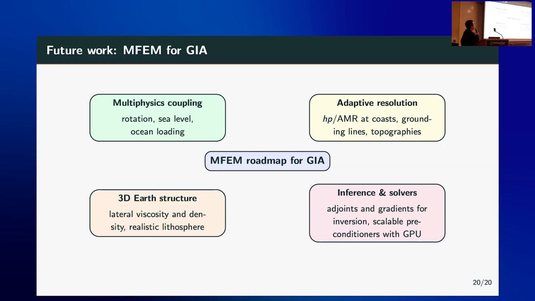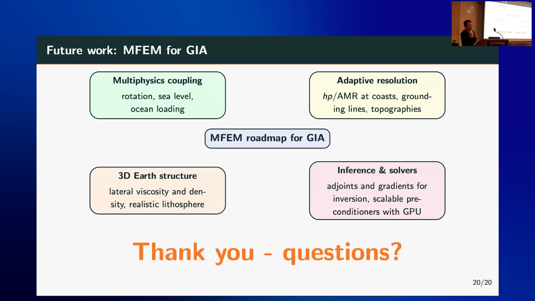And the last block is that we have to develop a joint solver, because the primary application of GIA is to infer those Earth properties and ice sheet histories. And we will also explore the GPU performance. We think it's a good application. That's all of my talk. Thanks for your attention. Welcome questions.